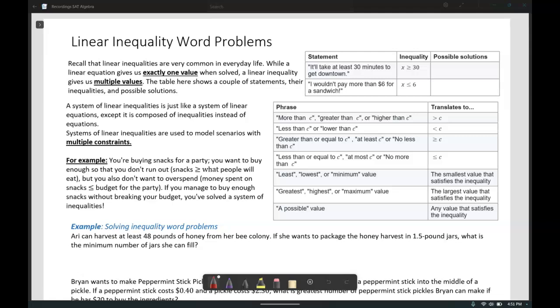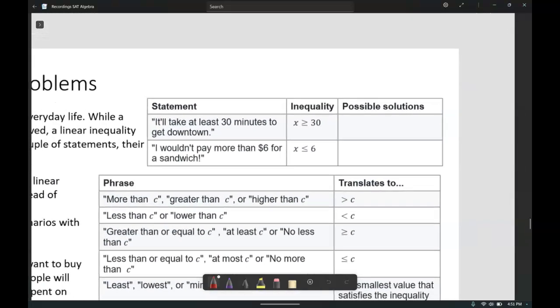A linear system is just like a system of linear equations, except it's composed of inequalities instead of equations. Systems of linear inequalities are often used to model scenarios that have multiple constraints, and we'll take a look at those as well. And so when we're looking at inequalities, let's take a look up here at these statements.